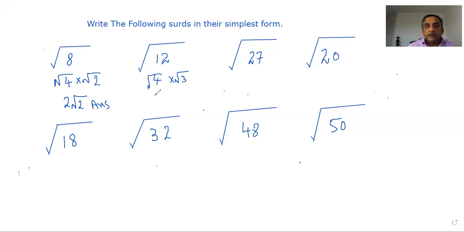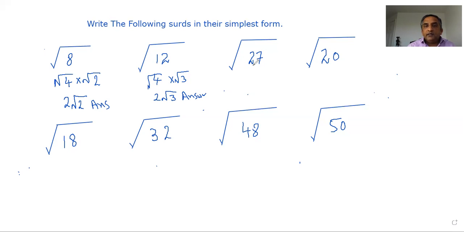Square root of 4, we know it is 2. And square root of 3, we can't do it anymore. So this will be our answer: 2 square root 3. So I'm sure you are understanding. It's very easy. Now, next one is 27.